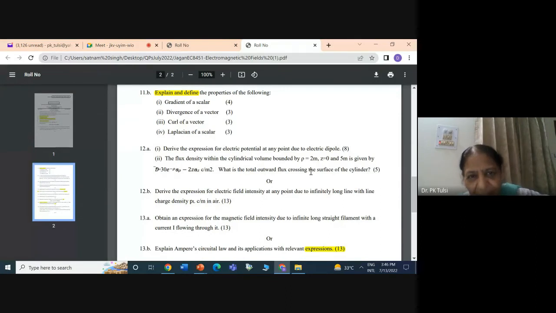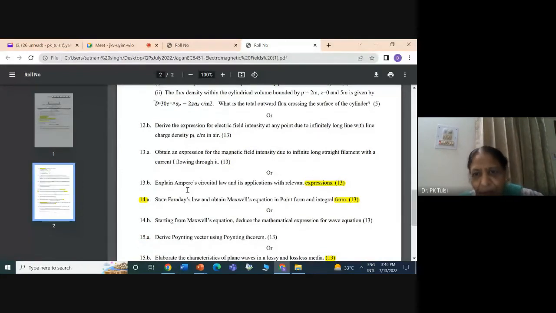When you have asked to explain, the definition will automatically be there. Or you can simply write: explain the properties of the following. If you want the definition of the properties, then enlist the properties and define them. Clarify what you want. Then look, here too there are a lot of choices. They say our board wants it made this way.